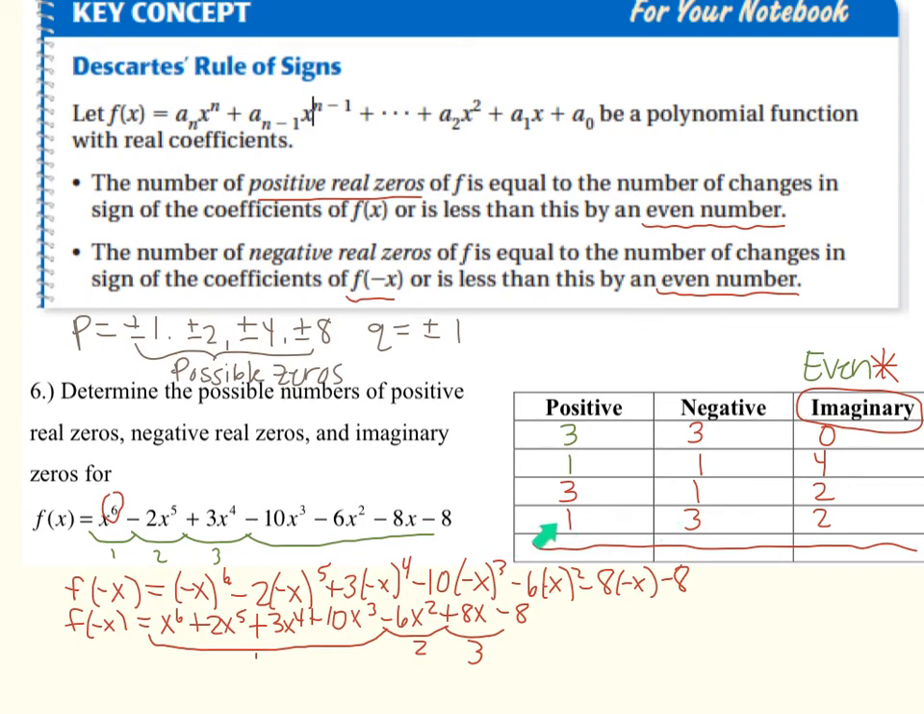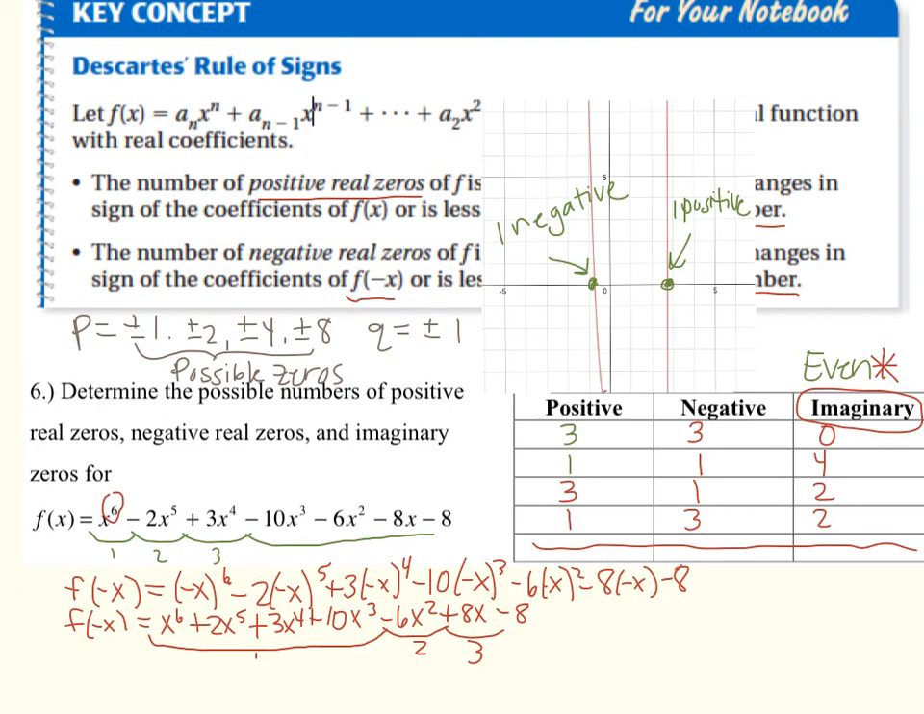I can't go down by 2 anymore. I'd have -1. Same thing here. So those are all of the possibilities. If we graph the function, we can see which one is actually correct. But this would allow us to narrow it down and say, it's impossible for all 4 positives or all 4 negatives to work. So let's graph it quickly and see which of these 4 cases it actually is.